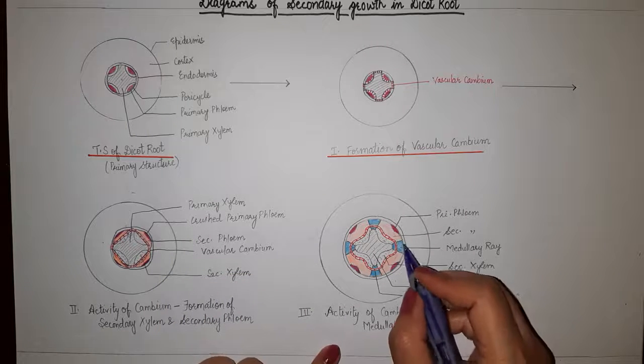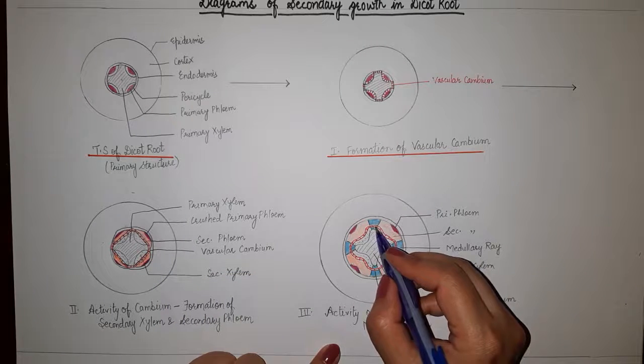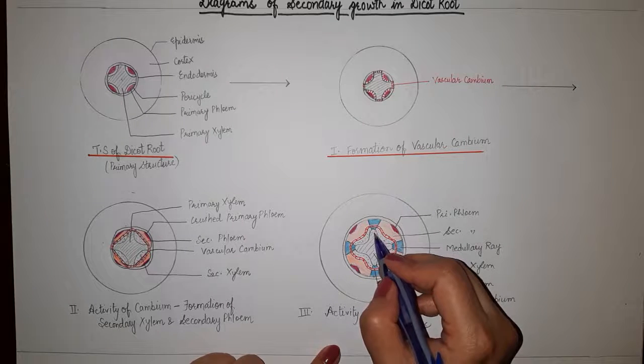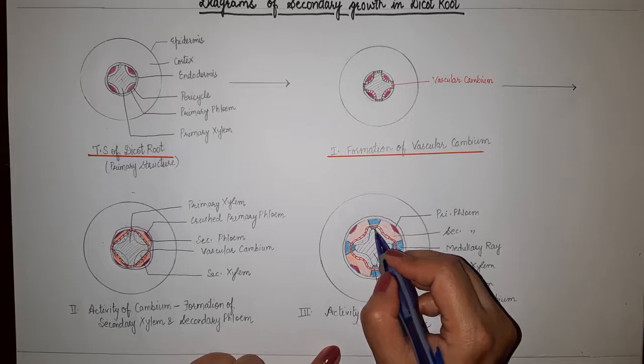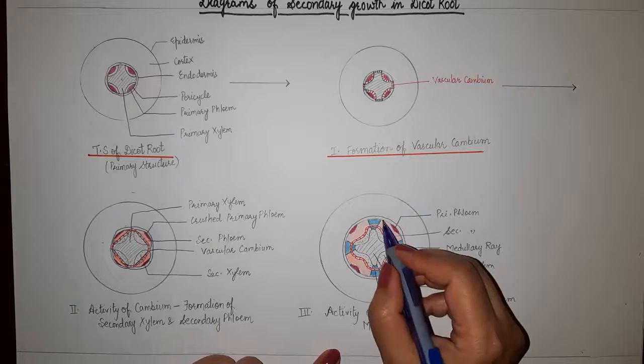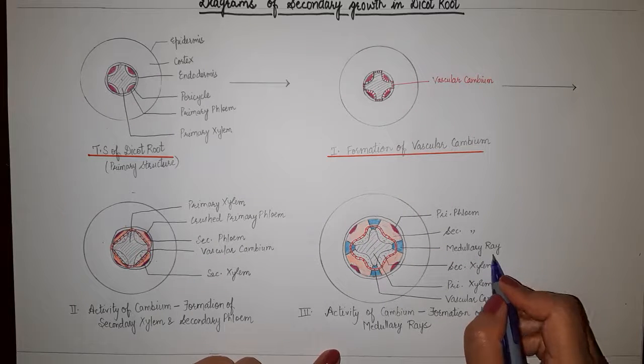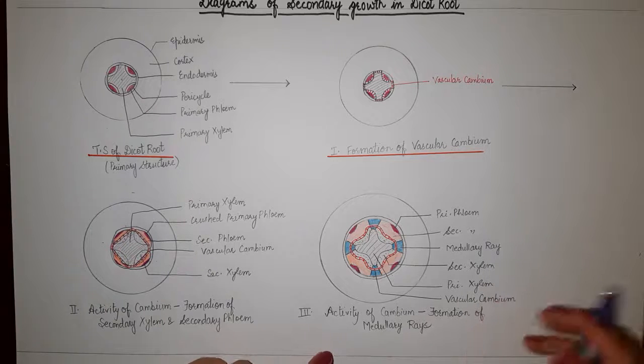In the next cambial activity, the cells of cambial initials which are present in the pericycle part, which are opposite to protoxylem, they will divide and give rise to parenchymatous cells towards inner and outer side. These radially elongated cells, they are called medullary rays. Their function is the conduction of substances in the radial direction.